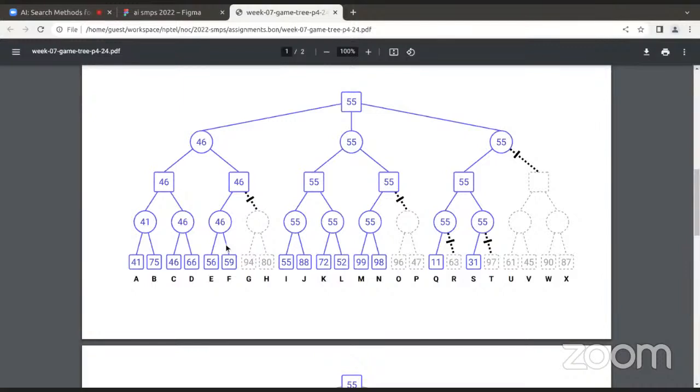See, min looks at all the nodes. With 46, min looks at E, it says 56, it's fine, but I need a value less than 46. So it still scans all its children looking for a value that is less than 46. It doesn't give up that easily. You got it. So that's why it is covering F. It has to look at F because it is still looking for a value that is less than 46.